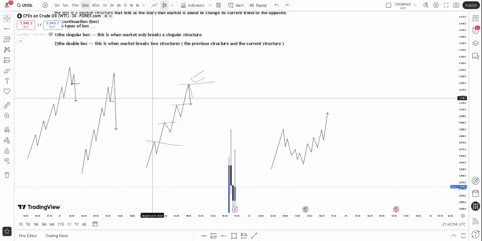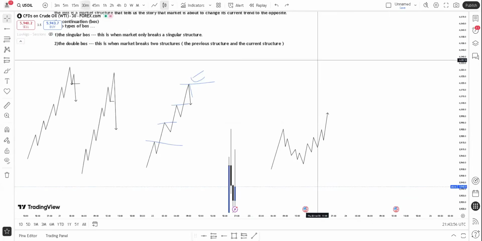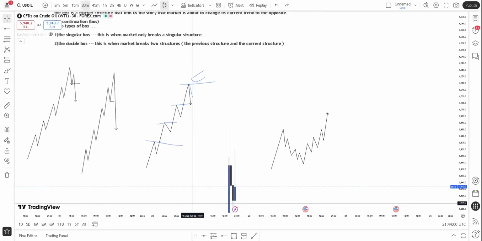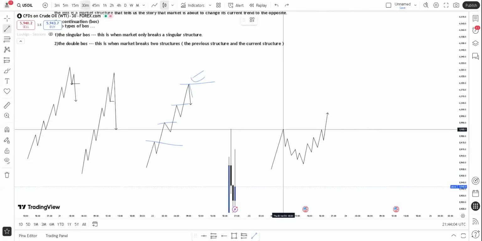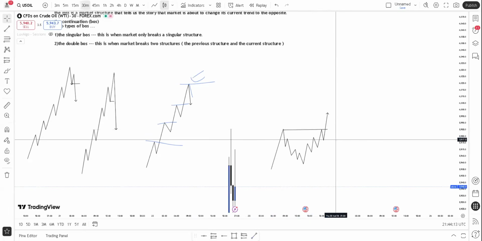Right? From the explanation we have, this is where market breaks two structures, the previous structure and the what? Current structure. So at this point in time, market did not only break one structure, which is this structure here. It also broke the previous structure. We now draw a line like this, turning these two structures into one. But have it in the back of your mind that this is a double break of structure.